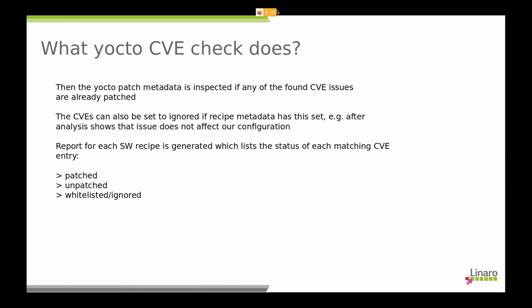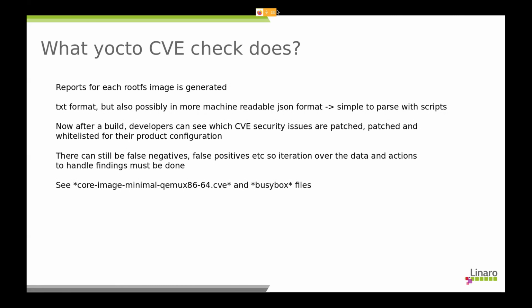Ignored is the new format to say. The whitelisting is the old stuff that still exists in some versions of Yocto and poky. And then also a report is generated for all the root file system images, which summarizes these data. And then the data is also in plain TXT format or as a JSON format from the output, at least on the poky master branch. And the JSON format is especially easy to parse with additional scripts.